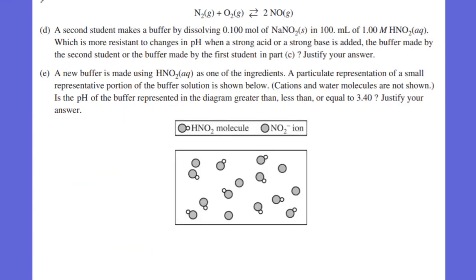D says a student makes a buffer by taking NaNO2. What is NaNO2? That is the NO2 minus when I dissolve it in HNO2. What do I have if I have the conjugate base and I have a weak acid? I have a buffer. And so which is more resistant to changes in pH when a strong acid and strong base are added, or when a buffer is made like this second one? The second one is better.